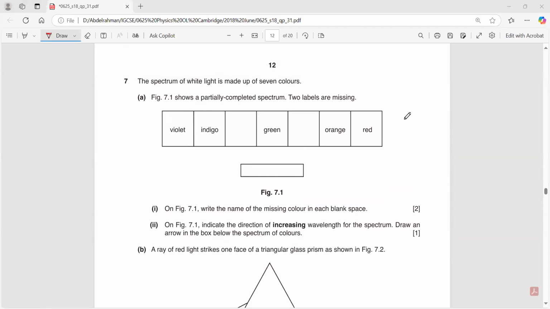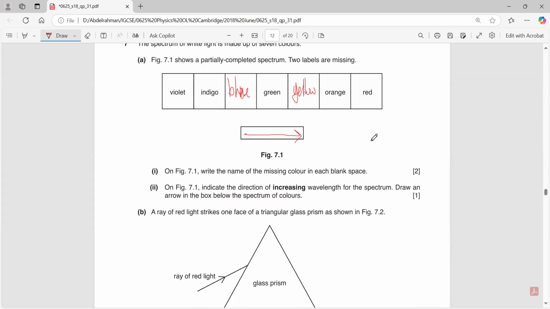Can I write down the missing colors? I guess we can. Red, orange, yellow, and then blue. Yes, blue. Indicate the direction of increasing wavelength. The longest wavelength would be the red. So you have to draw the arrow to the right.